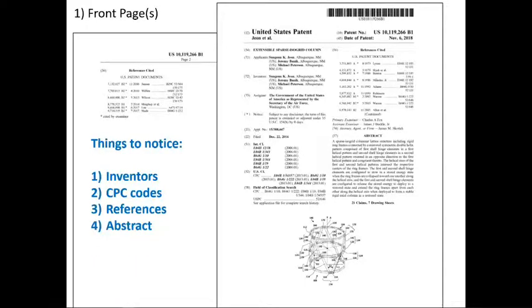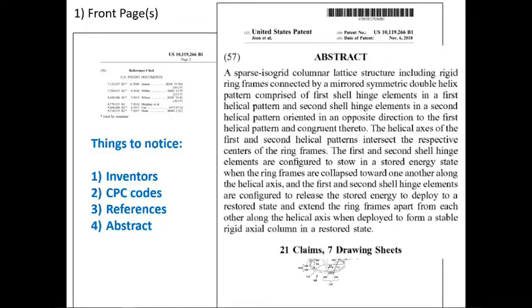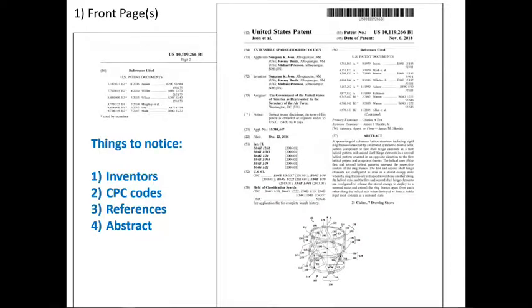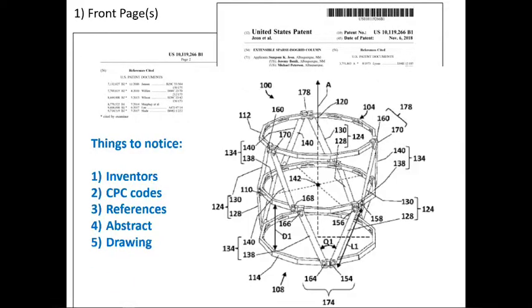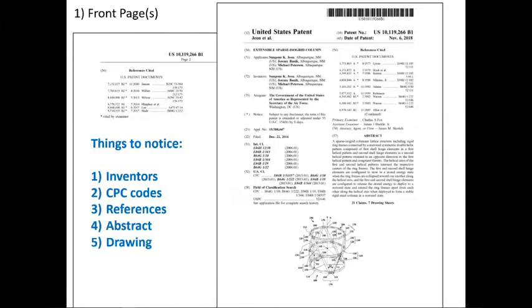You also see on the front page an abstract. And the abstract, like in a journal abstract, is supposed to give you an idea of what this invention is all about. And the last thing you'll see on the front page is some representative drawing. That kind of shows you how the invention works, which is what the purpose of drawings is, to tell you how the invention works. So let's talk more about drawings here.